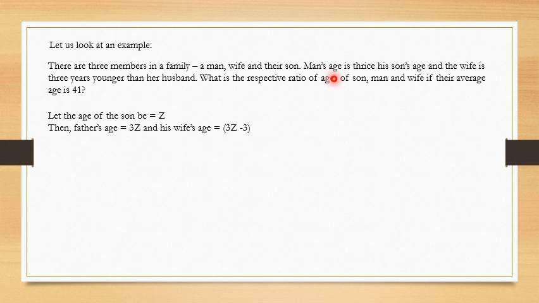Because the man's age is thrice his son's age, so the man's age will become 3z, that is thrice of z, and the wife is 3 years younger than her husband, so the wife's age will be 3z minus 3. The next thing says that the respective ratio is to be calculated if the average age is 41. That means z plus 3z plus 3z minus 3 when divided by 3 will give you 41.